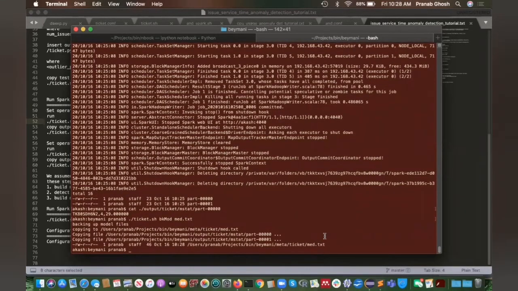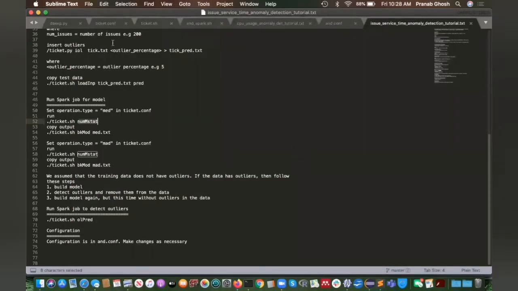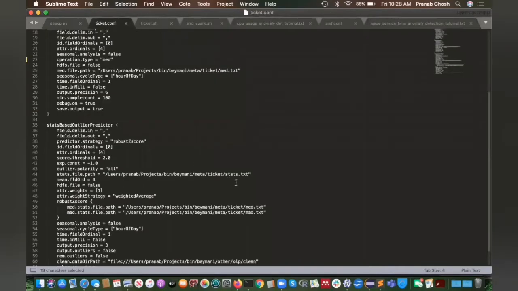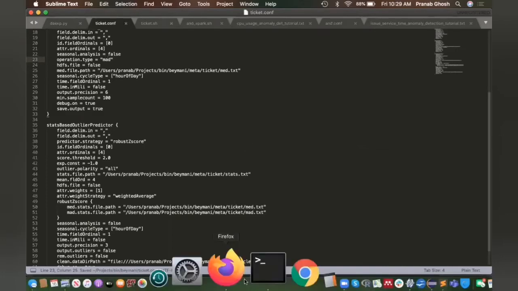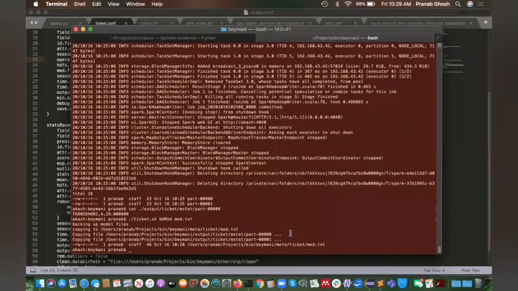So I got all the output and put them into a file called med.txt. Now if you go back to the configuration, you'll find that file path is defined in this parameter, so it gets used next time the job is run. So we're going to run it again, except that we change this to MAD, which is for median absolute deviation. So we are going to run the same job again.